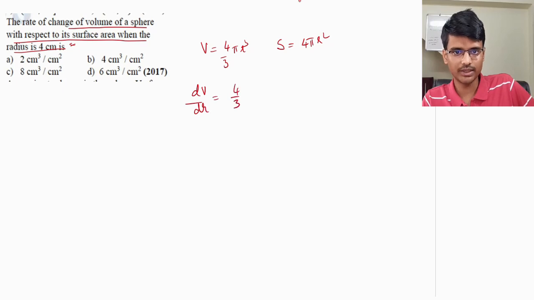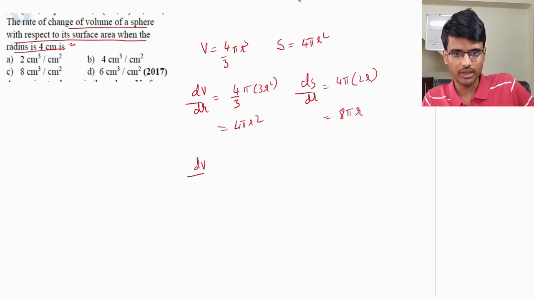dv by dr is 4 by 3 pi 3r square. Similarly here ds by dr is 4 pi 2r, right? On simplifying this, I get 4 pi r square. Here I get 8 pi r. Now on dividing dv by ds, I get 4 pi r square divided by 8 pi r. Pi gets cancelled, 4 twos are r by 2. R is already given, r is 4, so 4 by 2.